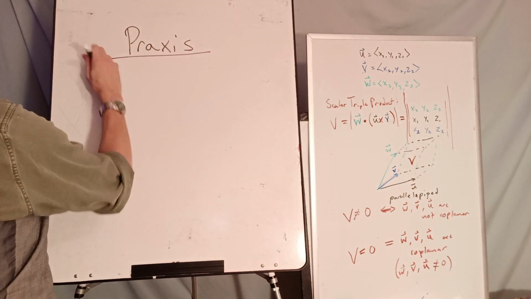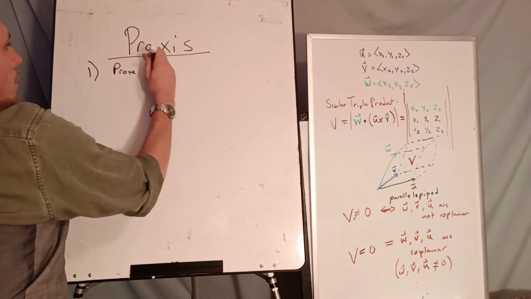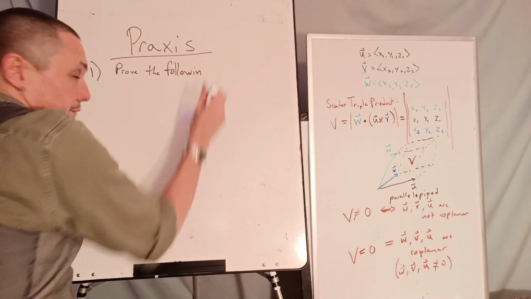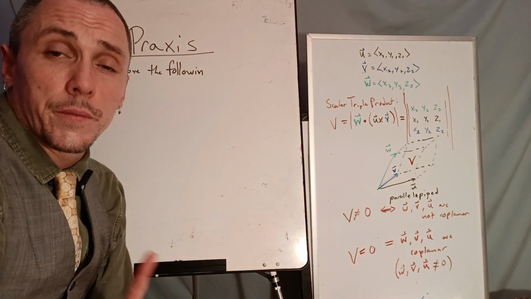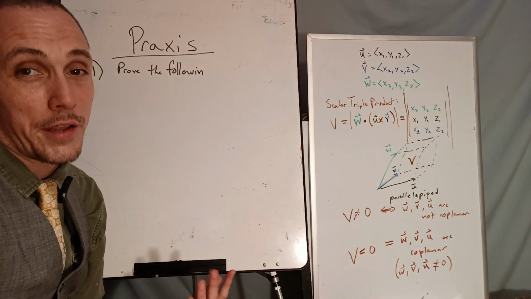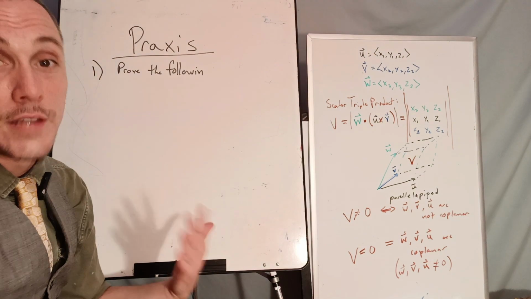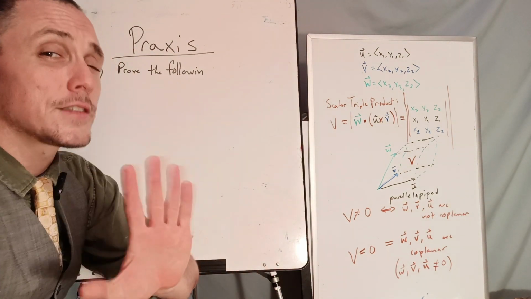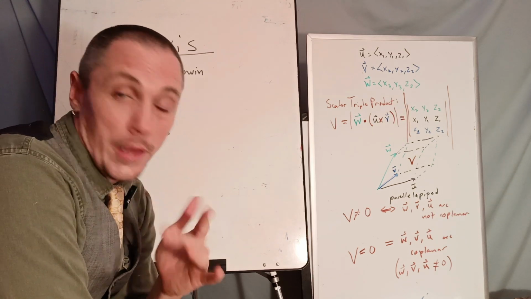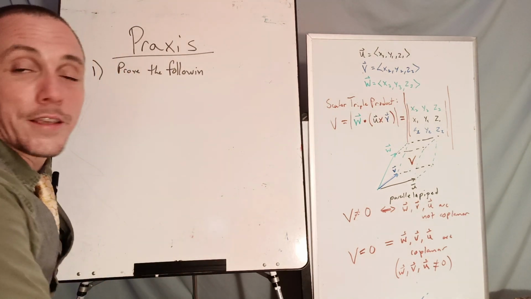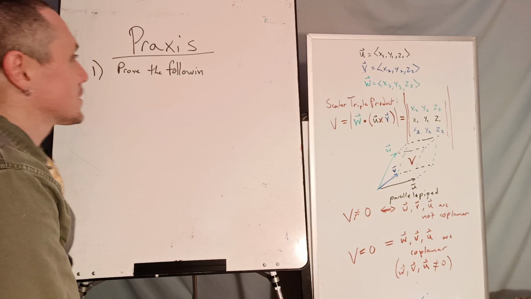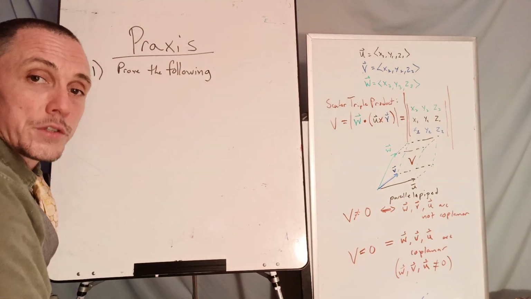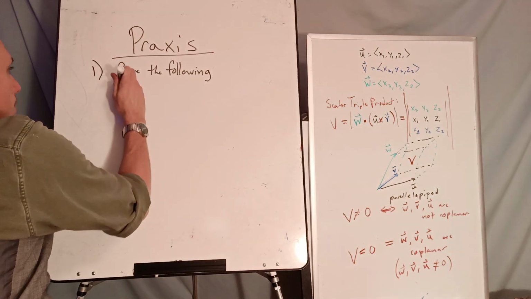So number one, prove the following. These are not hard proofs. These are just going to be basically writing down things in terms of their definitions, and making sure that one side equals the other side. That's all I mean by a proof in this case. I'm not asking for induction. I'm not asking for anything really complicated. I'm just asking for you to make sure that one side equals the other side in the following formula.